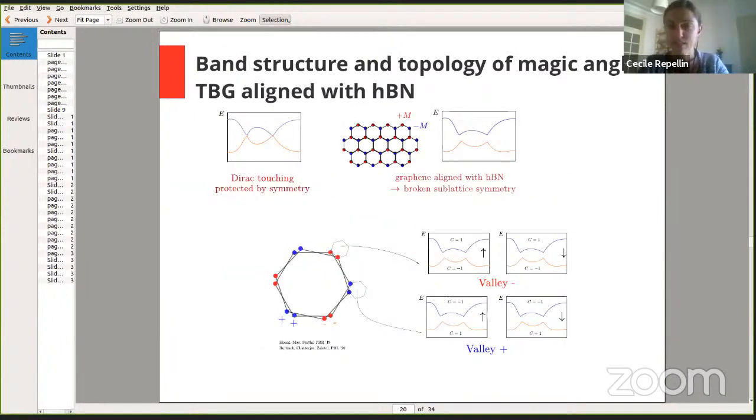So here I am actually interested in adding another step to this band structure. Well, I cannot really call it a derivation.